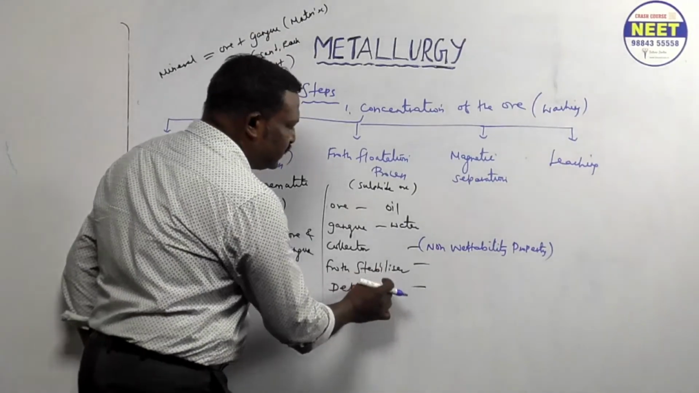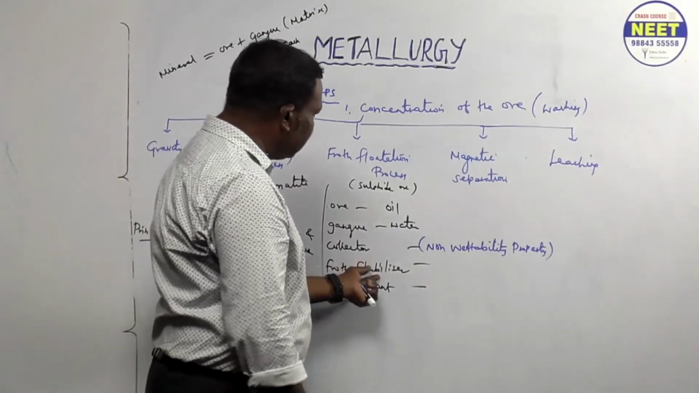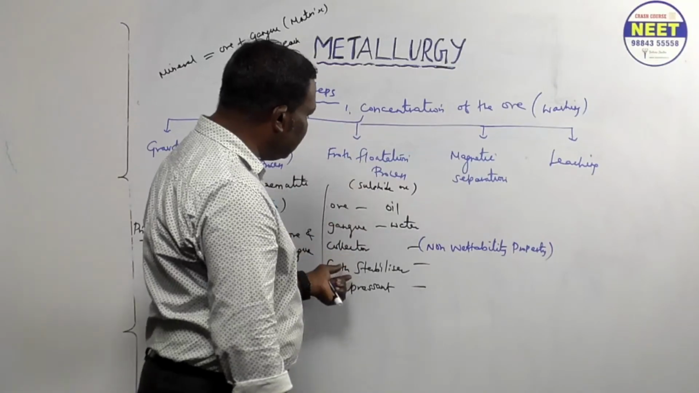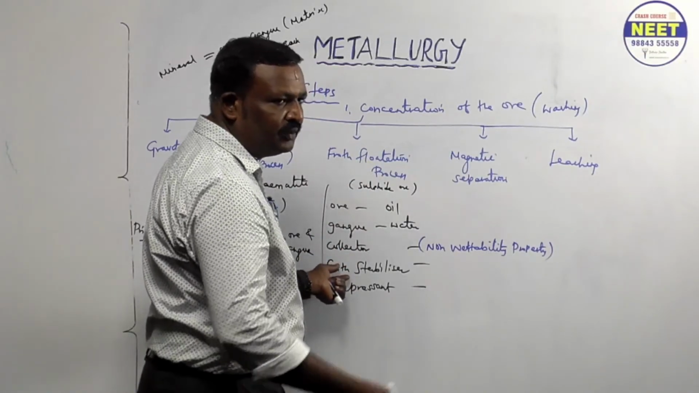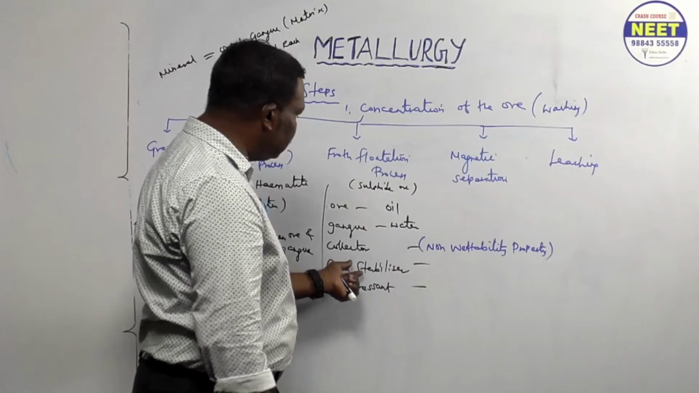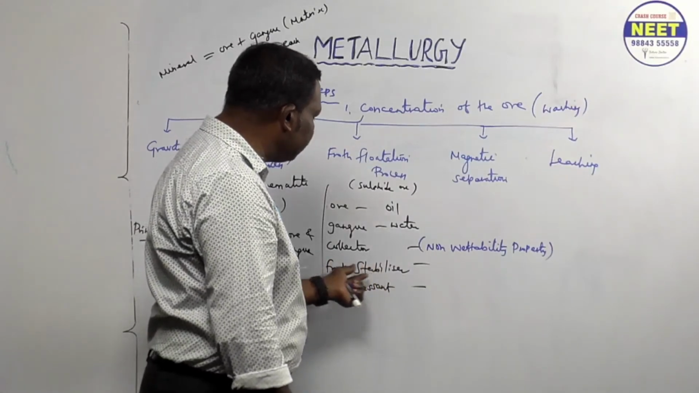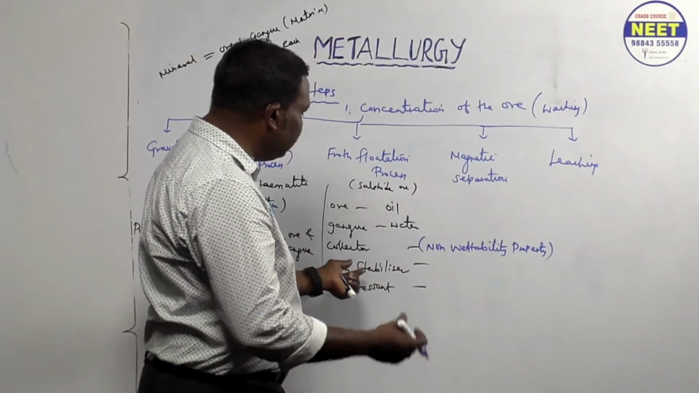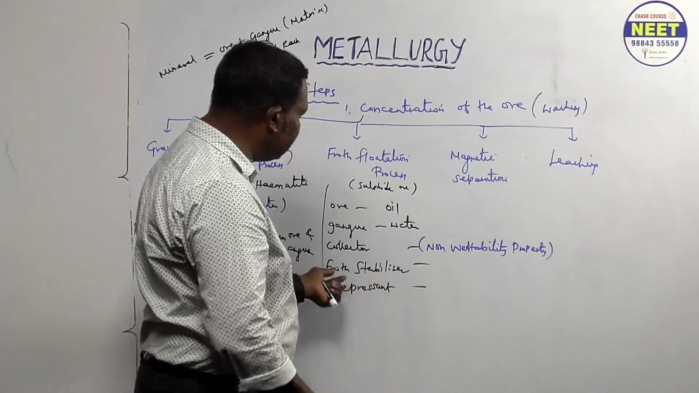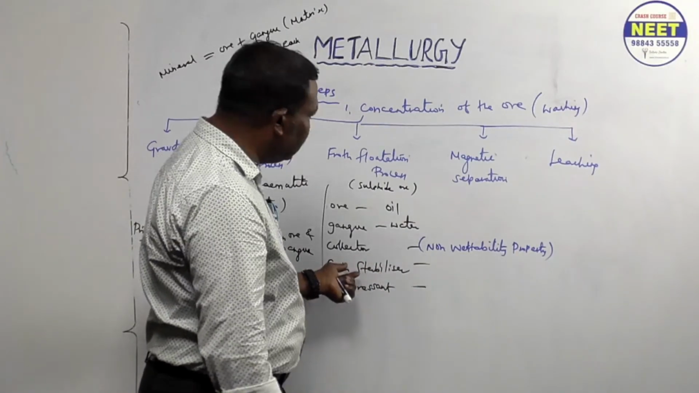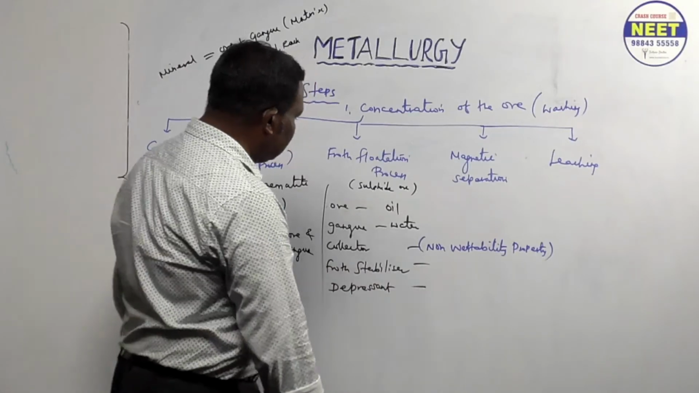Froth stabilizer means, in this method at last we are getting froth. Froth will be formed. To stabilize the froth, or to maintain the froth as it is, we use one substance called a froth stabilizer. Okay.